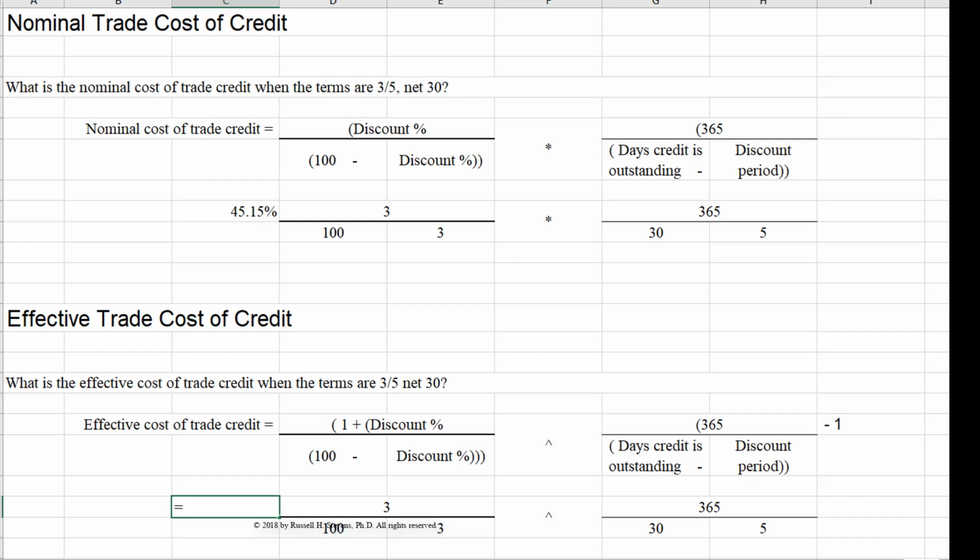Type in an equal sign, followed by an open parenthesis, a 1, a plus, and an open parenthesis. Highlight the upper 3, type in a slash followed by an open parenthesis. Highlight the 100, type in a minus. Highlight the lower 3, type in 3 close parentheses. Type in a caret denoting raising to a power, followed by an open parenthesis. Highlight the 365, type in a slash, followed by an open parenthesis. Highlight the 30, type in a minus. Highlight the 5, followed by 2 close parentheses, followed by a minus, followed by a 1, and press Enter. The effective cost of trade credit for the listed terms is 56%.